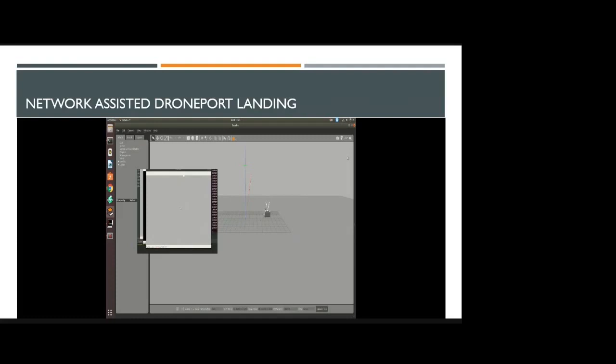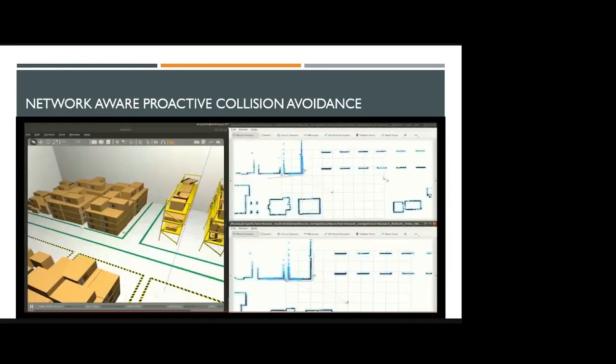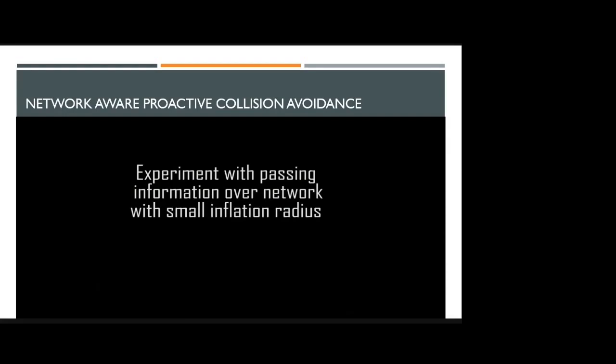For this, we have used this kind of scenario to demonstrate this particular use case. And we try to demonstrate a ground robot scenario where we pass the information over the network about the other robot, and this is used for proactive collision avoidance scenarios. In the first experiment, as you can see here, we are not passing the information over the network, and there is a potential collision situation here because the onboard sensors on the robots cannot detect the other robot over the corner here.